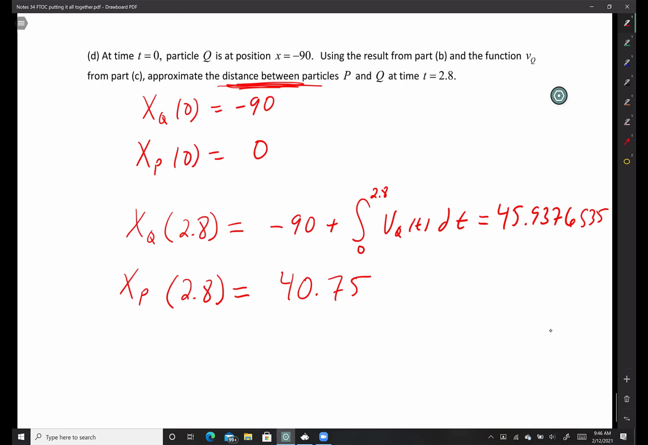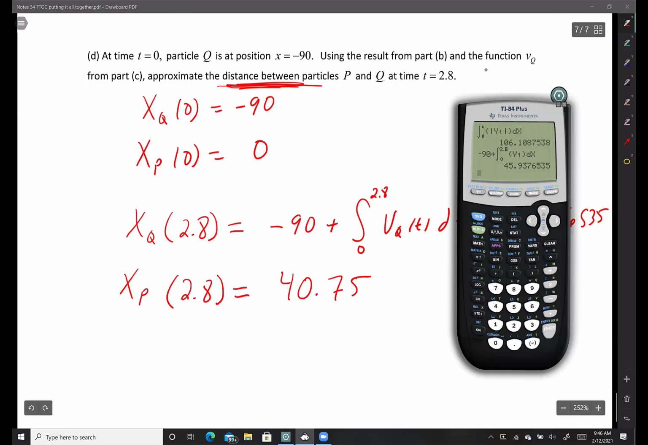Okay, so now I'm just going to take my calculator, which I already have. Let me bring it up. Click on the little rabbit, and then click on this. And there's my answer, and I'm just going to go minus 40.75. I'm going to push enter. There's the distance: 5.187 or 5.188. I bet you they'll take both. I'm going to write distance between particle P and Q.